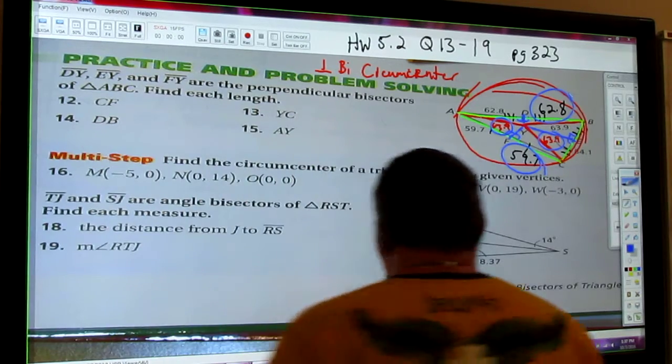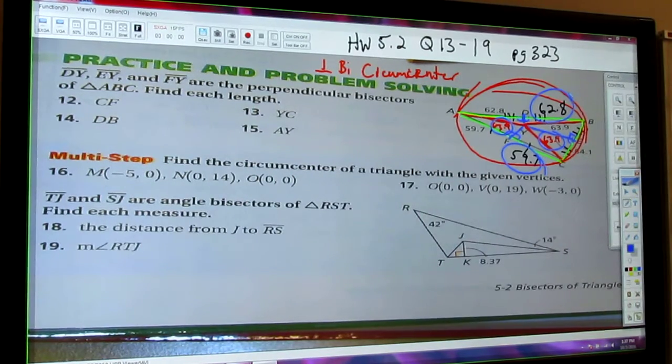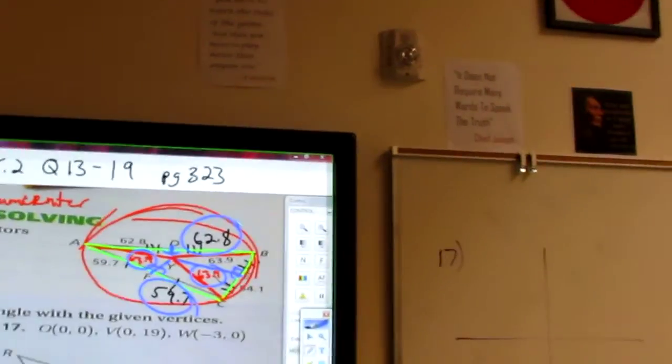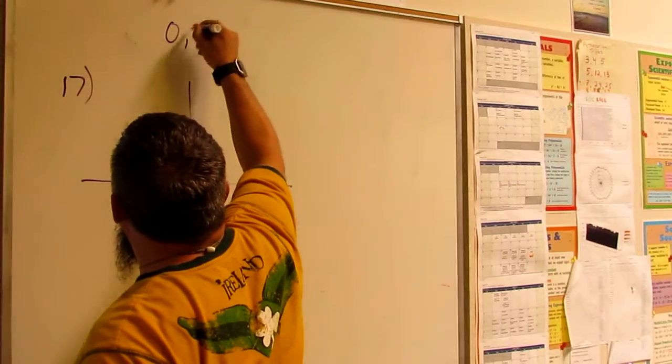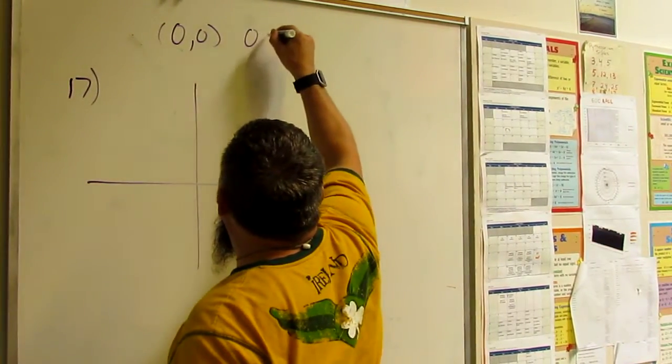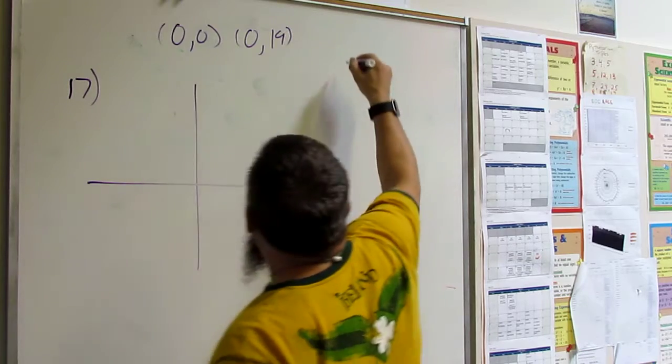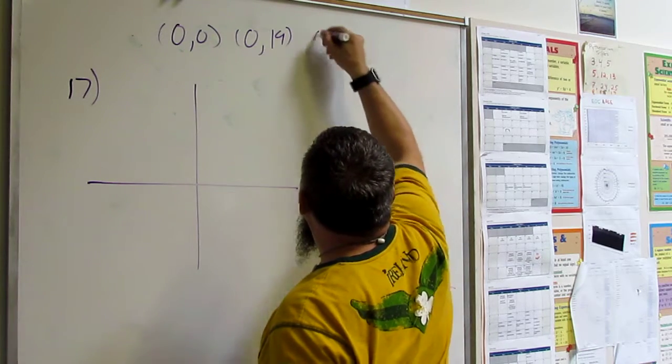Alright. Now let's look at 17. Find the circumcenter of a triangle. 17's funny. It looks hard, and then I tried it out, and it's so much easier than it looks if I just graph it out. So if I graph out 17, I'm going to do (0, 0), (0, 19), and (-3, 0). Right?